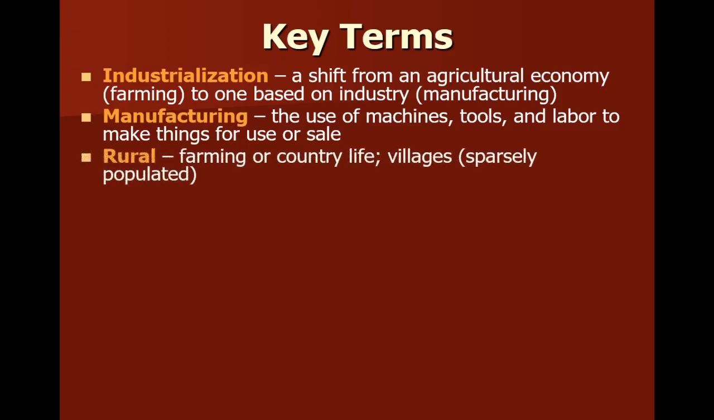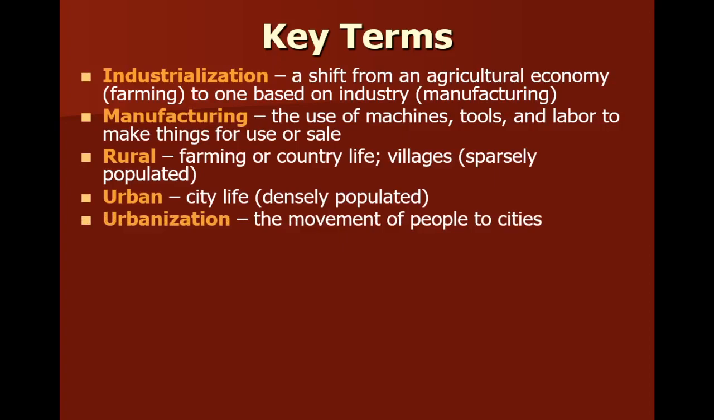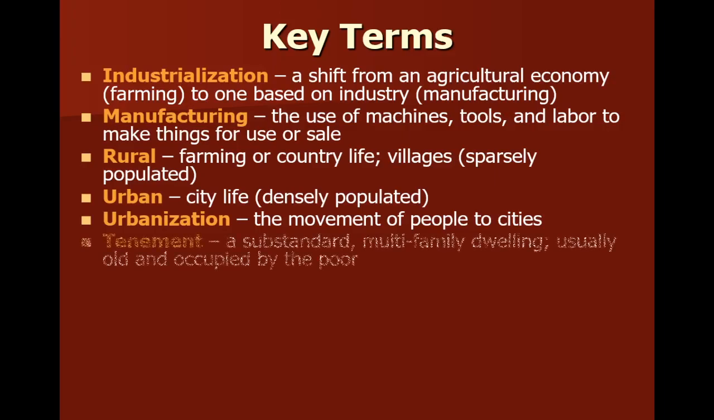Okay, now after that we have rural. This is farming or country life, so sparsely populated areas. Next we have urban, which is just city life. Now the key consideration here is it's going to be densely populated. Now after that we have the term urbanization. Urbanization is just the movement of people to cities. Now that term probably doesn't make a whole lot of sense at this point, but we will come back to it at the end, okay?